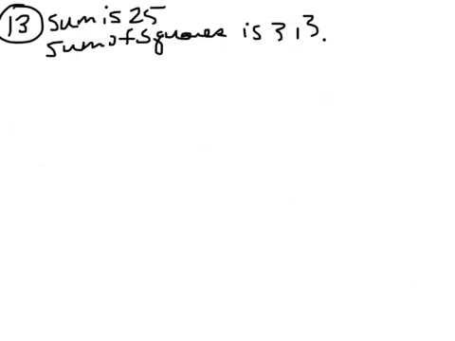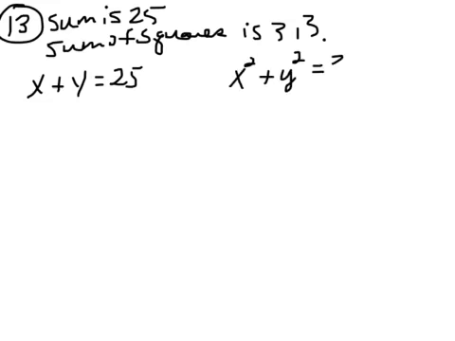Okay, so for number 13, they say the sum of two numbers is 25, so maybe I write x plus y is 25. And then it says the sum of their squares, so if I square each number and add them, I get 313. Well, I can't solve those equations because there are too many unknowns, but what I can do is go to the very simplest equation, which is this one right here, and say, let's get rid of one of the variables. Let's say I get rid of y.